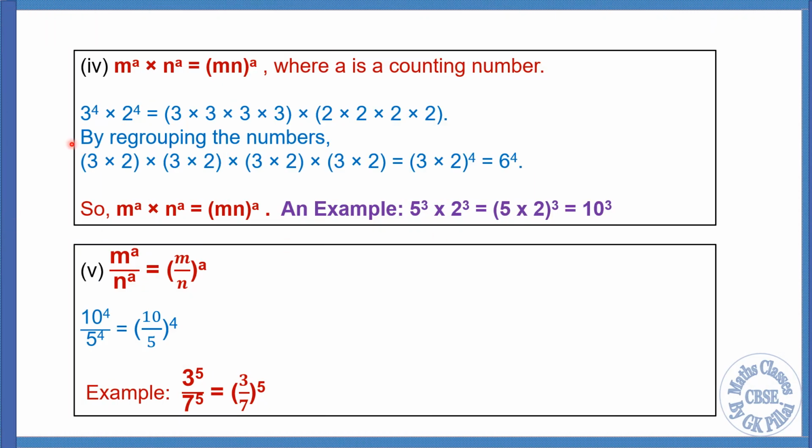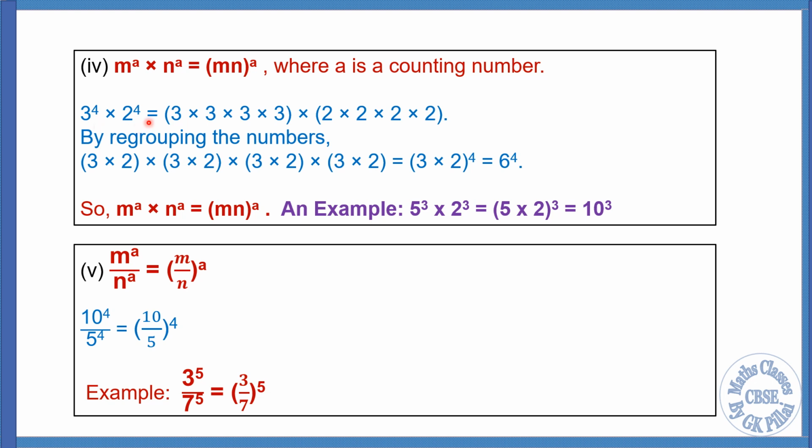Now the fourth one, m to the power of a into n to the power of a. Here the bases are different, but the powers are same. m to the power of a into n to the power of a is equal to mn raised to the power of a. Here there is another explanation once again.